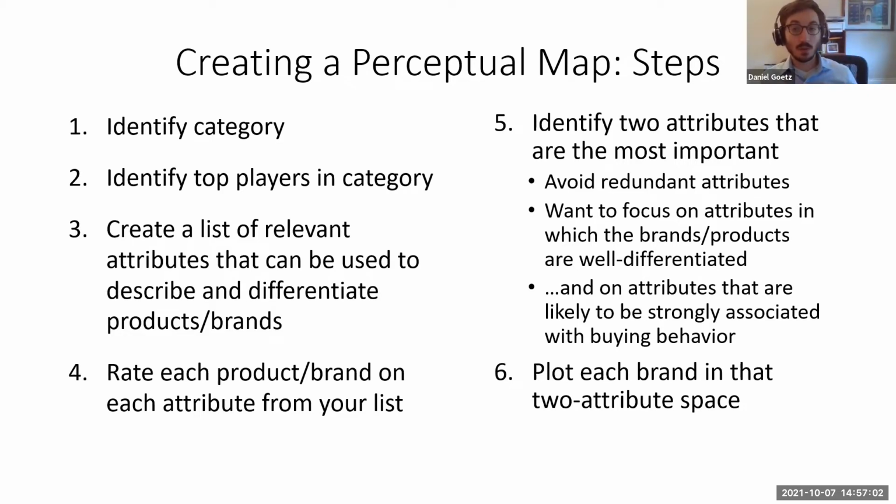We identify the two attributes that we think are the most important and which are going to be things that consumers care about. They're going to avoid all the issues we saw with the first three maps, where they're informative, there's no redundant information, and the consumers actually care about the attributes. And then we'll plot the brands, right?